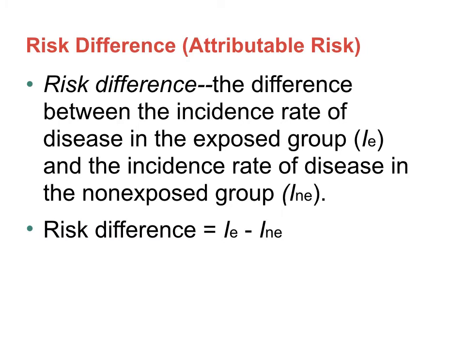So risk difference is defined as the difference between the incidence rate of disease in the exposed group and the incidence rate of disease in the non-exposed group. This is just a very simple formula. You just basically subtract. It's simple subtraction, a difference between the incidence in the exposed versus non-exposed group.